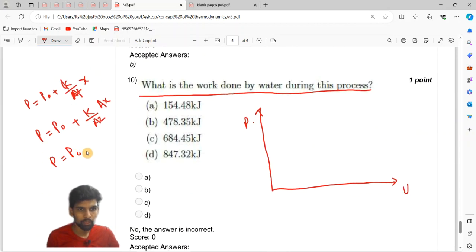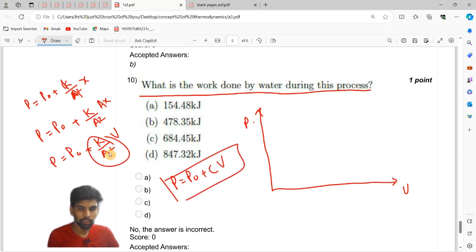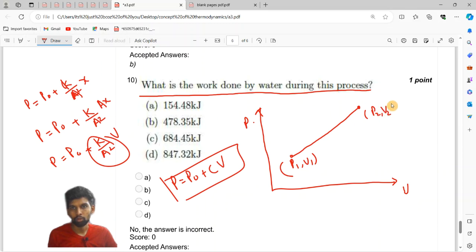So P is equal to P naught plus K by A square times V. So what we can write from here is P naught plus CV, where C is nothing but K by A square. From here we can see that pressure is proportional to volume, with a positive intercept, so we can draw a line like this, where this can be our state 1 with pressure P1 and volume V1, and this can be our state 2 with pressure P2 and volume V2.